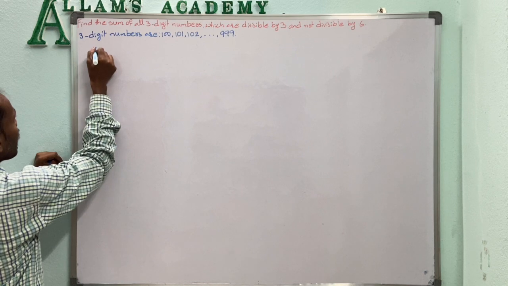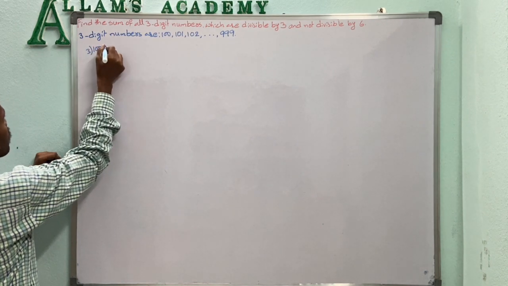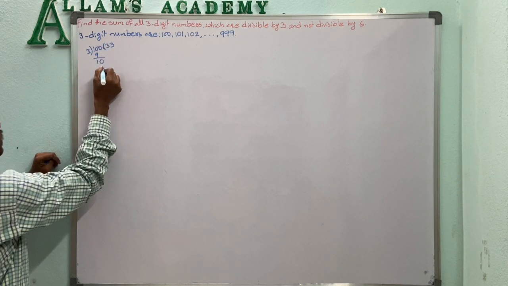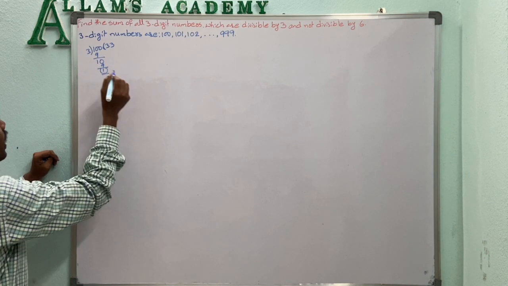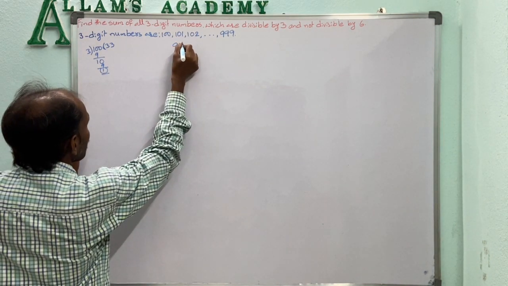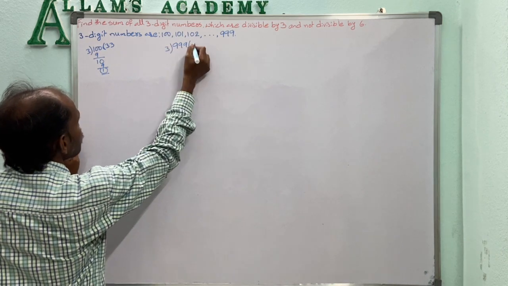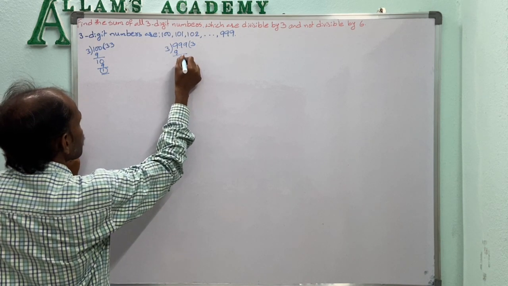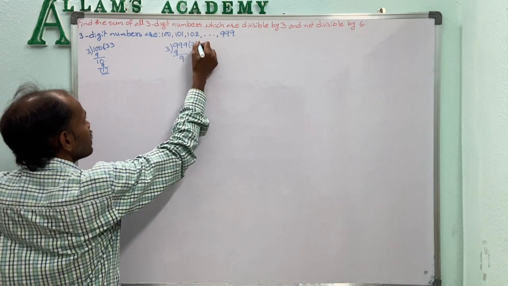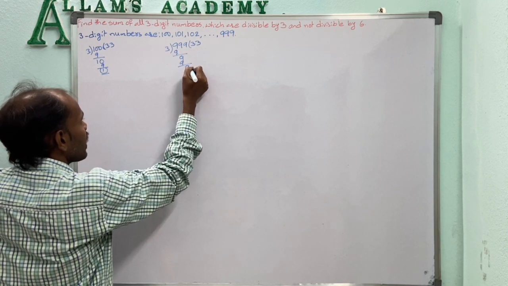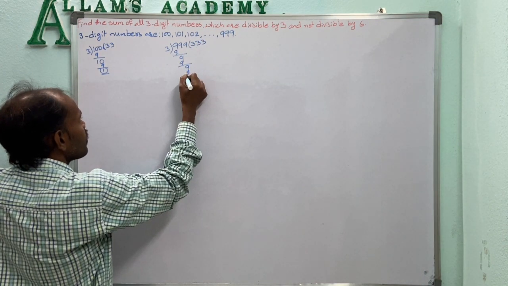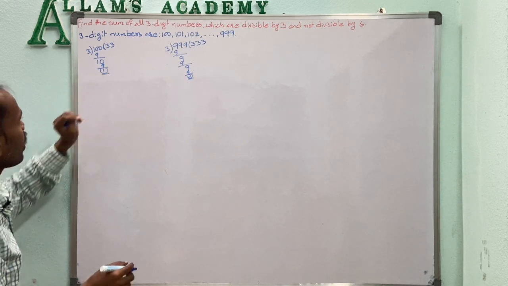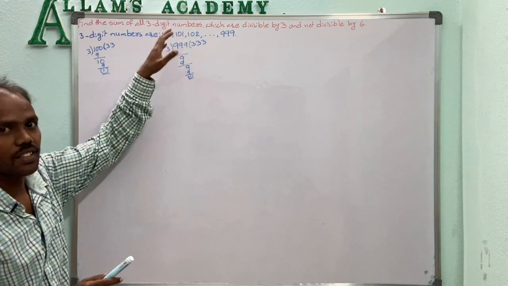So 100 divided by 3: 3 3s are 9, that means 10 minus 9, so the remainder is 1. Now the largest number 999 divided by 3: 3 3s are 9, the remainder is 0. The next digit 9, 3 3s are 9, the remainder is 0. So 999 is divisible by 3.